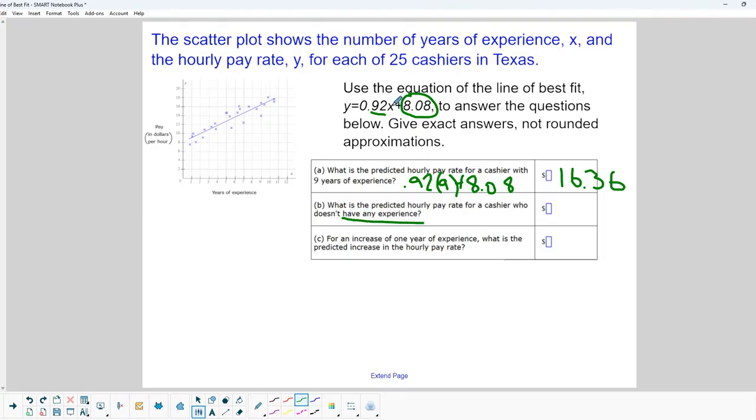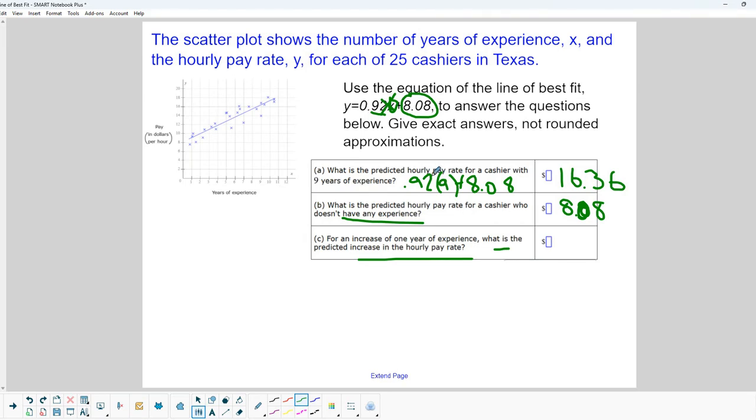Well, we just mentioned that if you don't have any experience, that would mean X is 0. So this part would be 0. So your beginning pay would be $8.08 an hour.